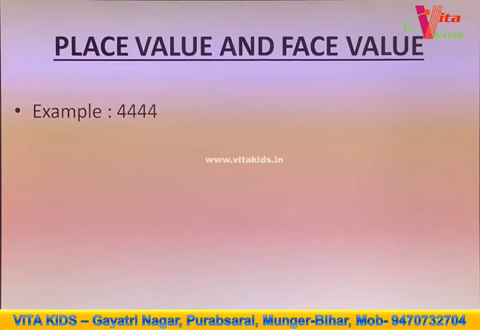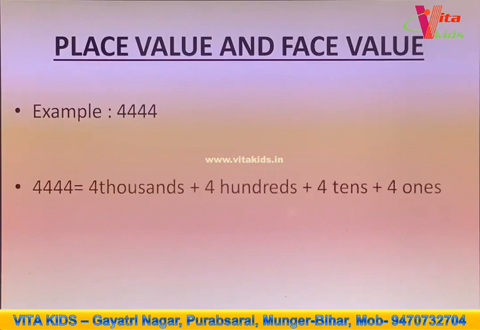Another example, 4444. Now this can be written as 4 thousands plus 4 hundreds plus 4 tens plus 4 ones. Which means in figures if we write, it is 4000 plus 400 plus 40. 4 tens will become 40 plus 4. Now here if you see, the place value of 4 is different in each case.